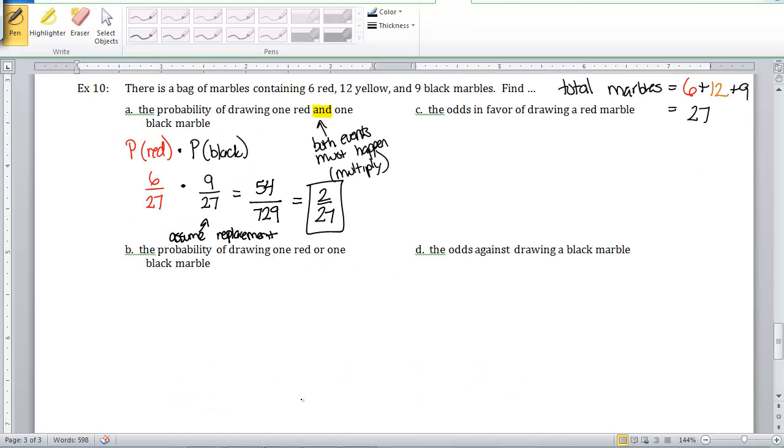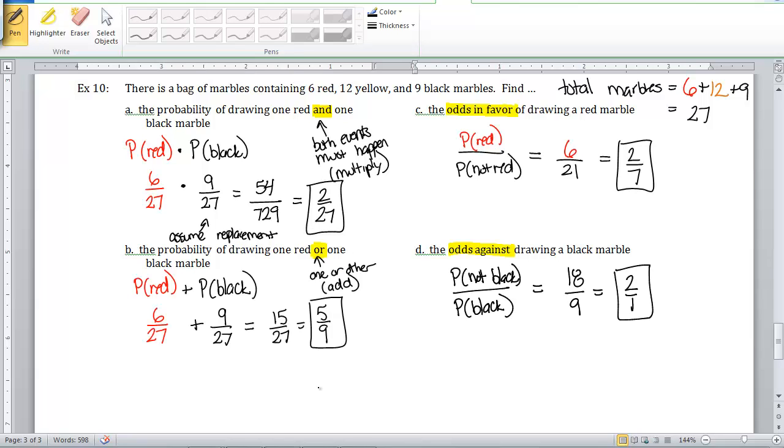For part A, we want the probability of drawing 1 red and 1 black. Remember, the word "and" means both events should happen, and so you want to multiply these two probabilities. So the probability of drawing a red would be taking the 6 red marbles divided by the 27 total marbles we had, times the probability of black, 9 black, divided by the total of 27 that we have. We are going to assume that they're replacing the marbles because they have not told us otherwise, hence still having 27 marbles. So multiplying fractions straight across and then simplifying, you have the probability of drawing 1 red and 1 black of 2 over 27. Please now pause the video and complete B and C and D.